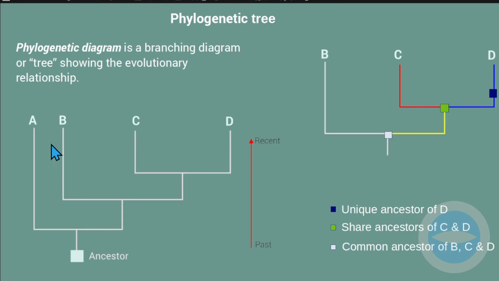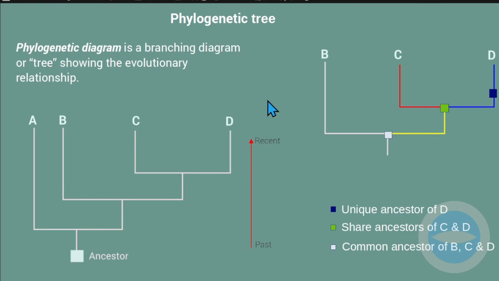So you need to know how to interpret this diagram, like the way I just showed you. And this red line here shows time. From the bottom is the past, and going up it's the recent. So here are the ancestors, and here is the recent time, what is happening currently, or modern time. So this is how you will interpret this phylogenetic tree.